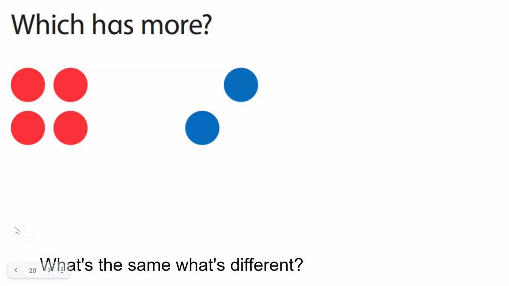Which has more? Did you say the red has more? There's 4 red counters and 2 blue counters. What's the same and what's different about the group of counters? There's more, so there's 2 more red than there are blue. Excellent. Or there's 2 less blue than there are red. All right, we're going to talk more about more.